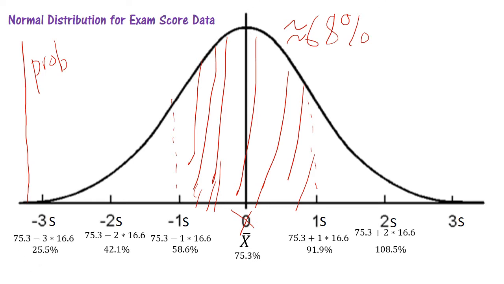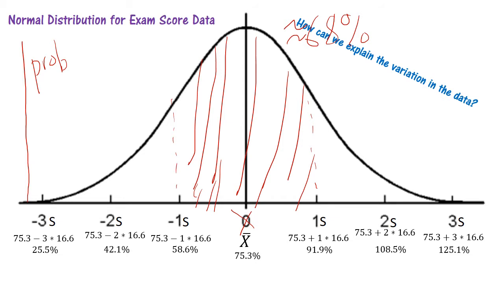Okay, and then at 3 standard deviations, you go all the way down to 25.5%, and then all the way up to 125.1%. So this is our normal distribution. What we're saying here is, remember, this is a probability distribution. So what that means is that we're assuming that test scores, we can't account for why a person gets a test score of one thing versus another.